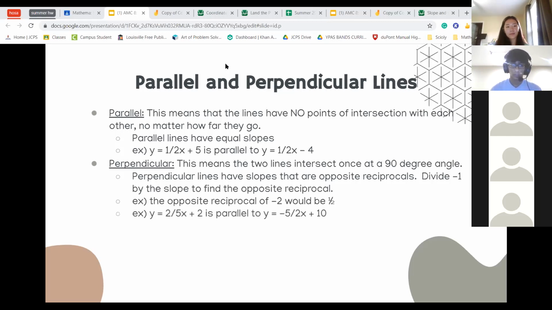Another example is y is equal to 2/5 x plus 2. This isn't parallel to y is equal to -5/2 x plus 10. It's perpendicular because 2/5 times -5/2 is going to be equal to -1. Are there any questions about how you find the slopes of parallel and perpendicular lines?